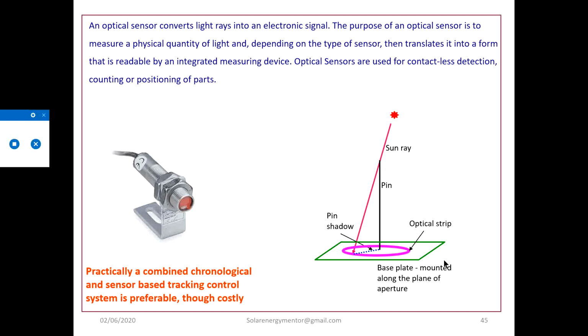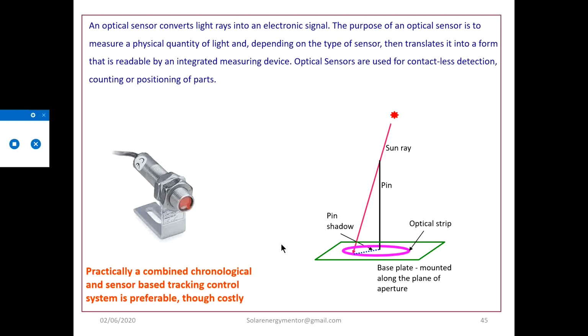Now, which type of optical sensors or optical strips are used here? A typical photograph of an industrial optical sensor is shown here. An optical sensor converts light rays into an electronic signal. The purpose of an optical sensor is to measure a physical quantity of light, and depending on the type of the sensor, it translates into a form that is readable by an integrated measuring device. Optical sensors are used for contactless detection, counting or positioning of parts. So shadow position is sensed here, and accordingly a signal is given.